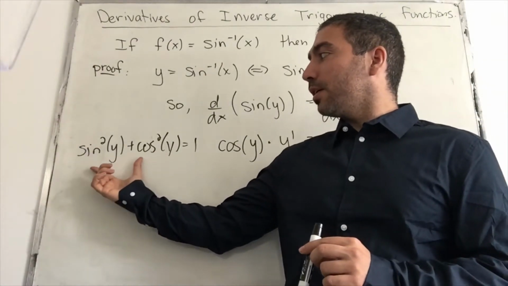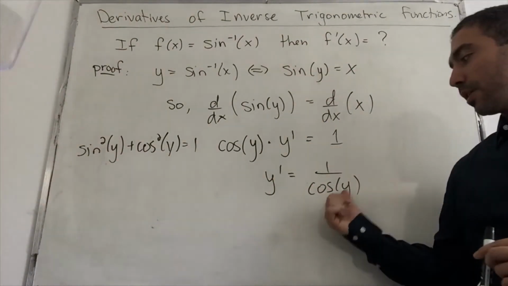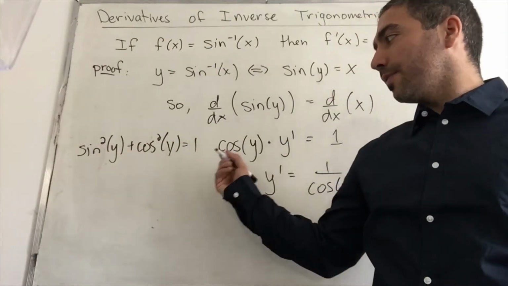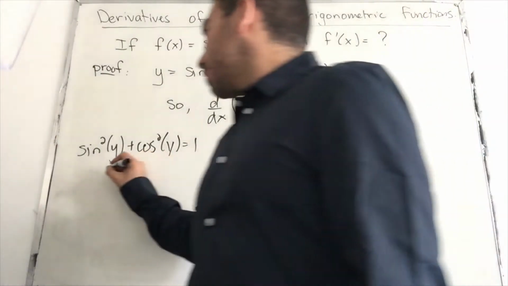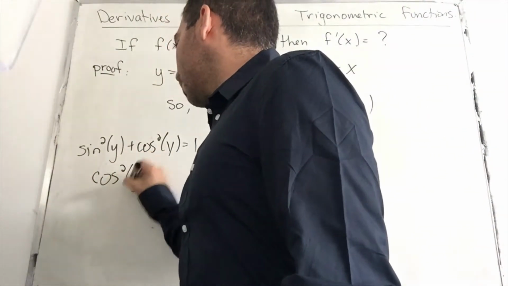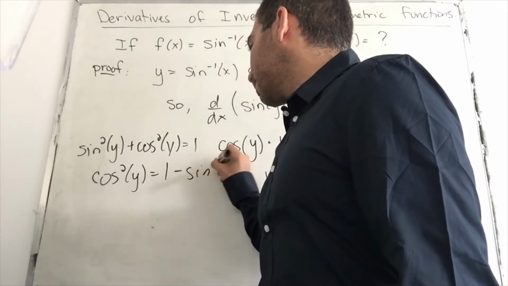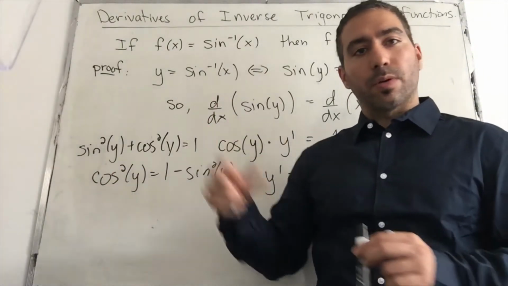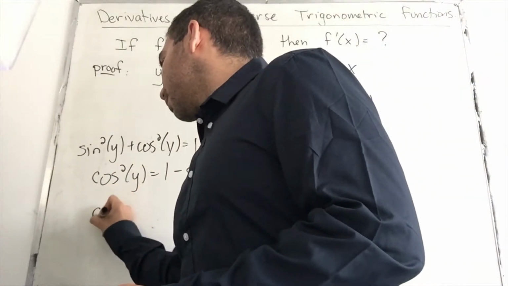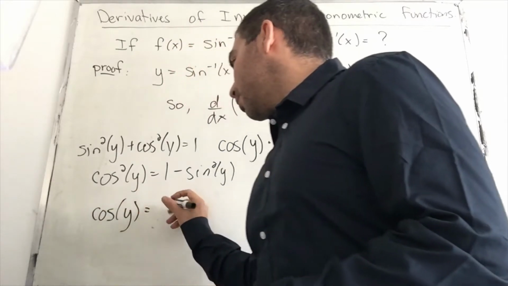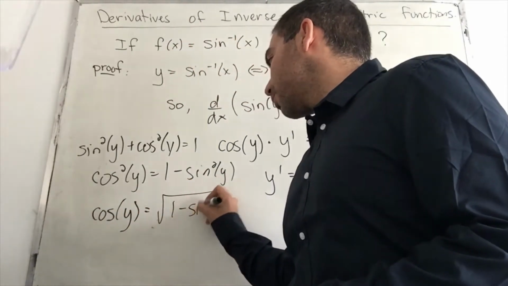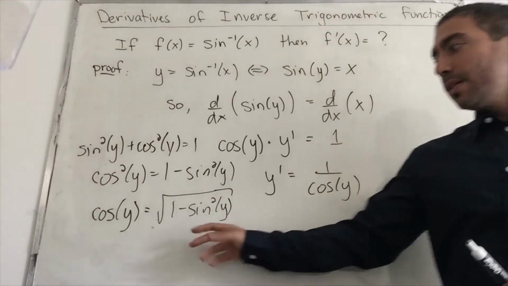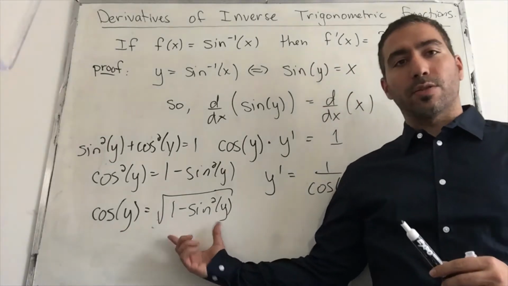And what we're going to do is isolate for cos of y, because that's what we want. So isolating for cos of y, we're going to bring the sine squared of y over on the right hand side of the equation. So this is side work that we're doing, giving us cos squared of y equals 1 minus sine squared of y. But we want cos of y, not cos squared. So what we're going to do, square root. So square rooting both sides, we get cos of y equals square root of 1 minus sine squared y.